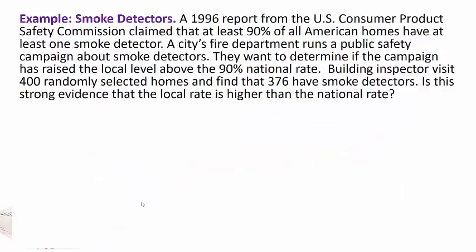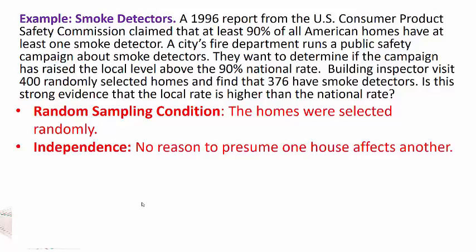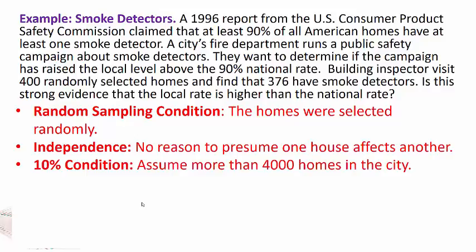Let's take a look at this, where they went and looked at 400 randomly selected homes. So that looks like we hit the random sampling condition. Independence: there's no reason to presume one house affects the other in terms of owning a smoke detector. 10% condition: if there are more than 4,000 homes in the city, we're fine, which most cities have more than 4,000 homes, but not all.